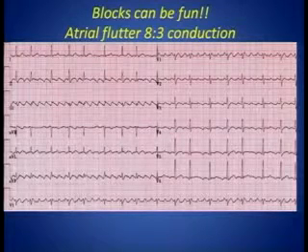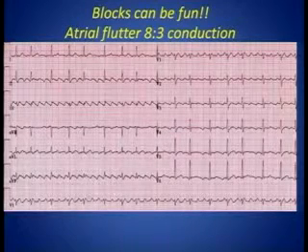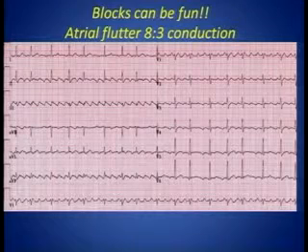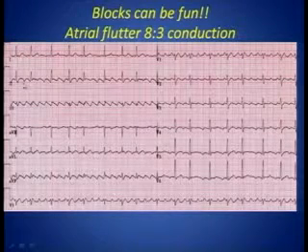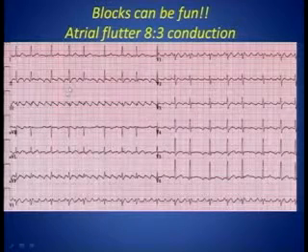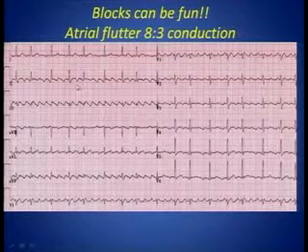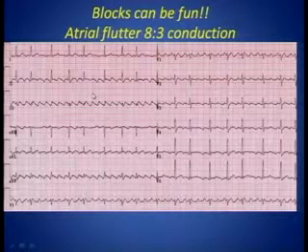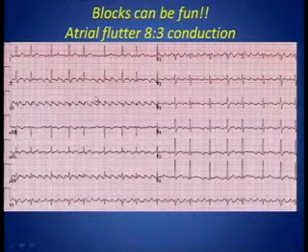And lastly, the last ECG I'm going to show you is a complex block, not dissociated, because we see that the QRSs are irregular, atrial flutter. And when I count out the P waves, I see that the ratio is 8 to 3.